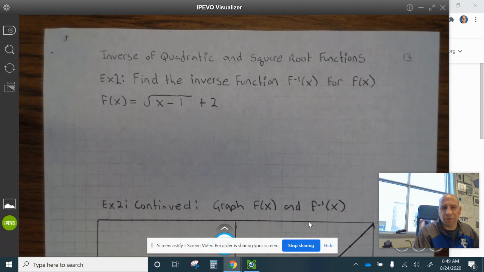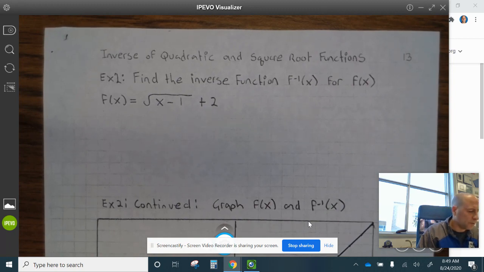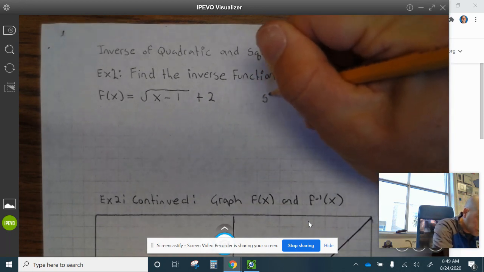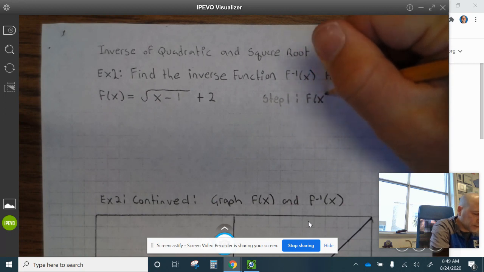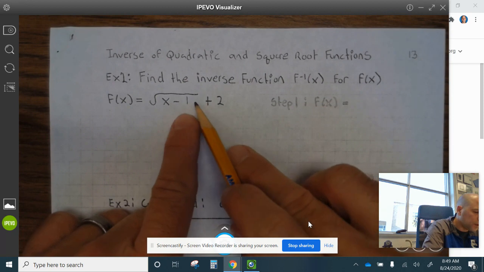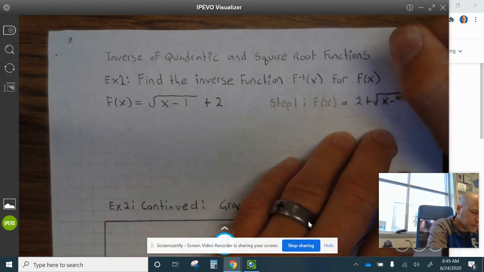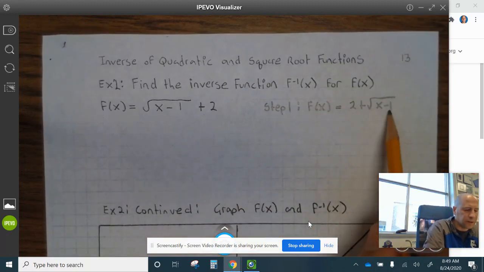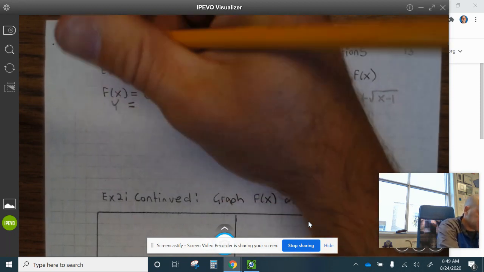Journal page 13, inverse of quadratic and square root functions continued. Example 2. Find the inverse function f inverse of x for f of x equals the square root of x minus 1 plus 2. Okay, so step 1, we're just going to look at the function and see that this is the square root. Now, if the plus 2 on the outside throws you off, you can always write this as 2 plus the square root of x minus 1. Again, that way you don't confuse it for being accidentally under the square root. Okay. All right, step 2, we're going to change f of x to y.